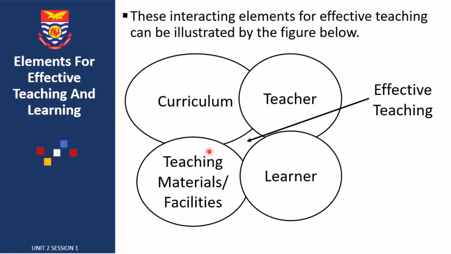A Venn diagram. Now, you realize that the teacher interacts with the curriculum. And there is also the teacher who interacts with the learner, as well as the teaching learning materials. All these come together, and the central point over here, where the arrow is pointing, is showing that when all these 4 elements interact, we gain what we call effective teaching and learning. So these elements must work together in order to achieve effective teaching and learning in the physics classroom.